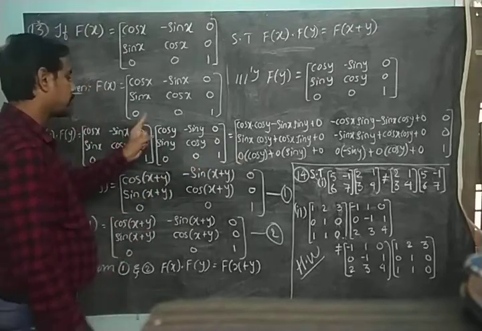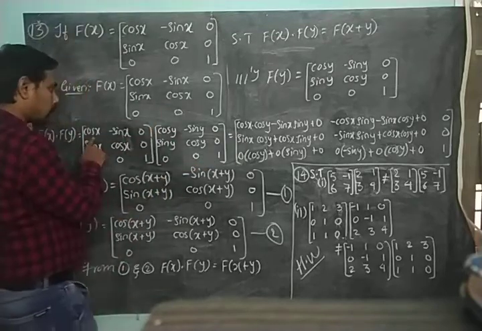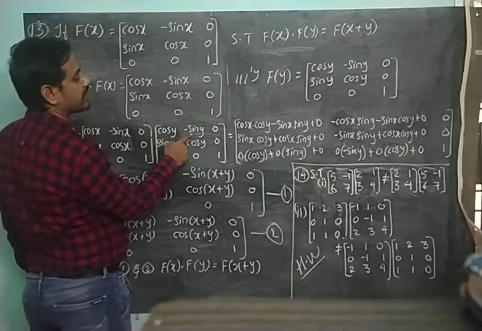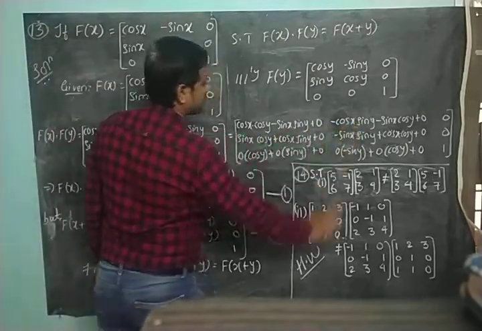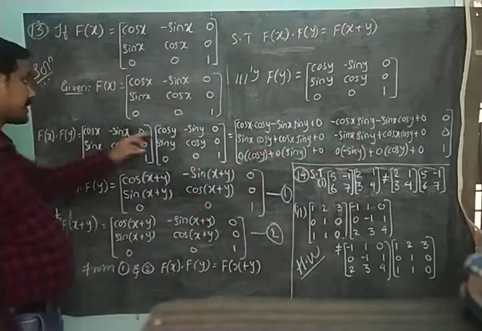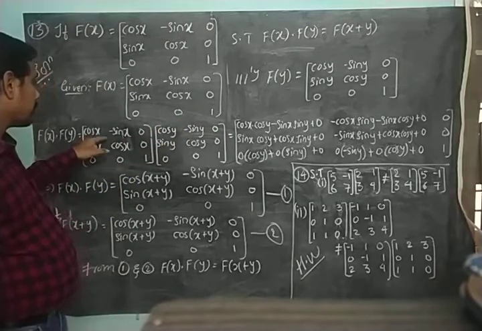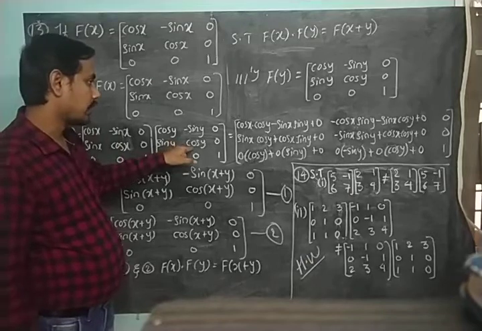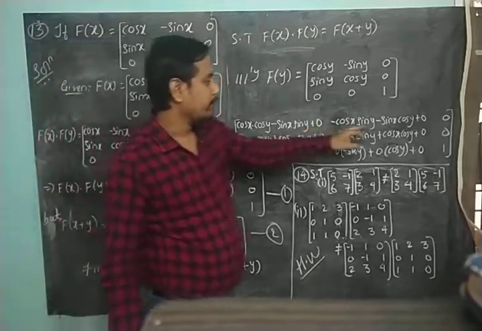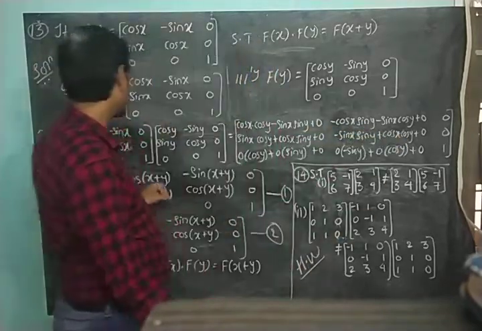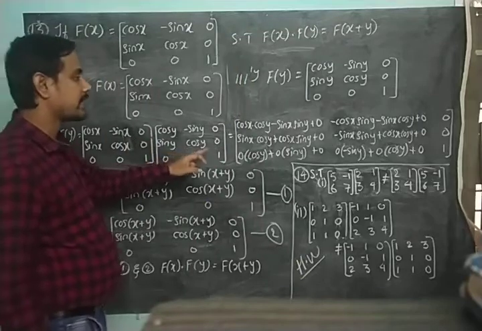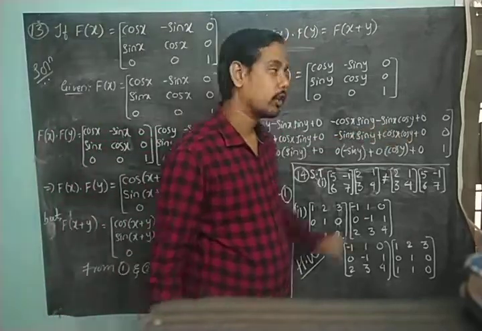Then first row with second column: cos x into minus sin y, that is minus cos x sin y. Minus sin x into cos y, that will be minus sin x cos y.